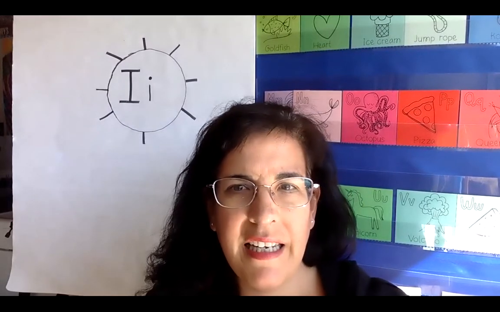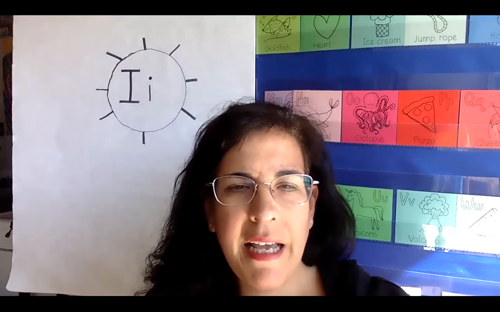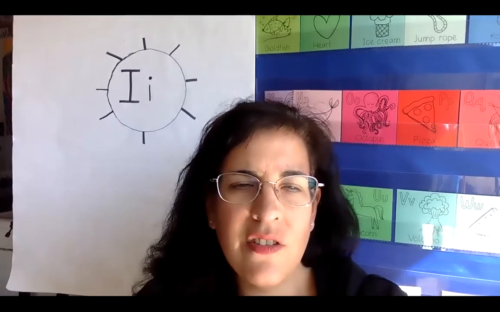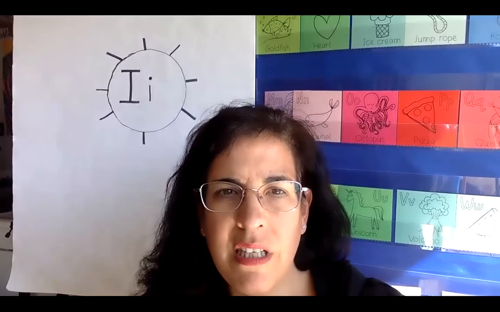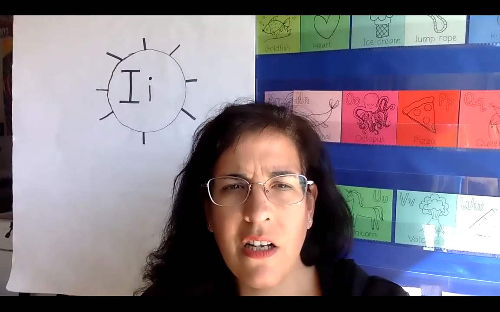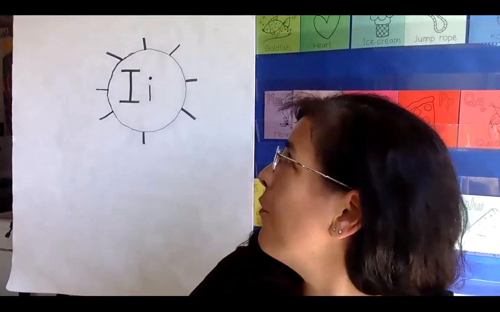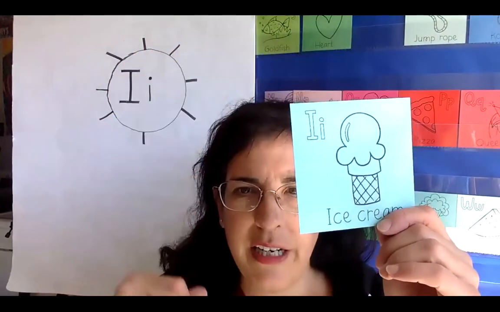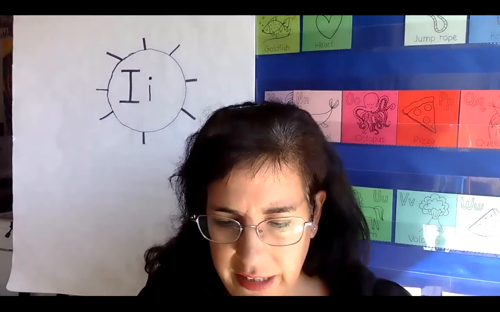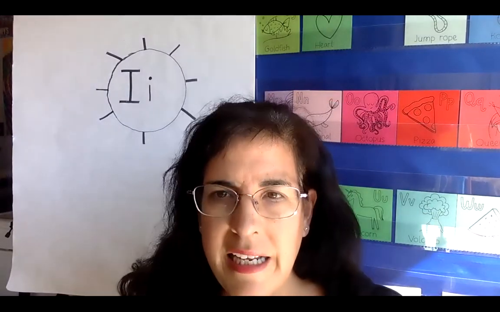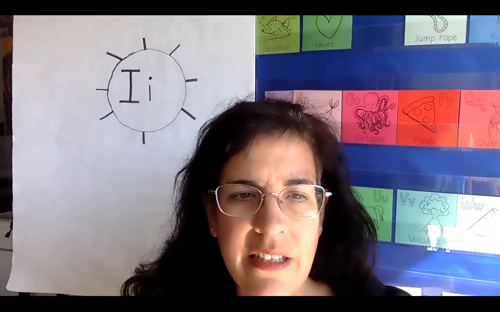We are working on the letter I, and I is for igloo. So I actually makes two sounds. It says I, that's the short sound, and it says a long sound. It says I, like for ice cream. So you're going to be learning that I has two sounds, okay? The one we're going to concentrate on this week is I, like igloo, okay?